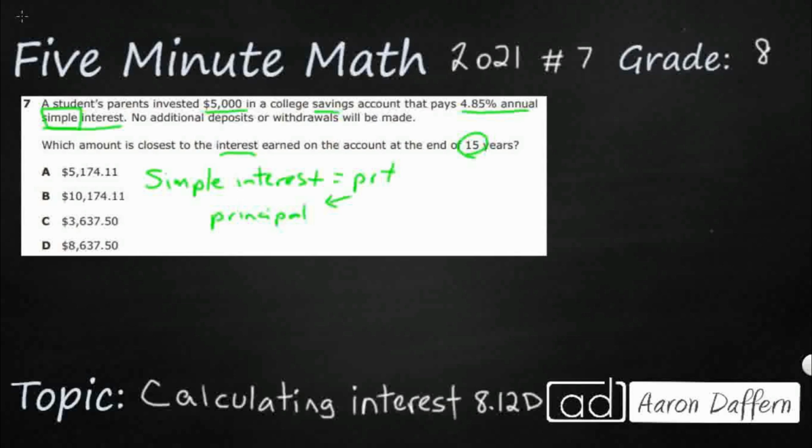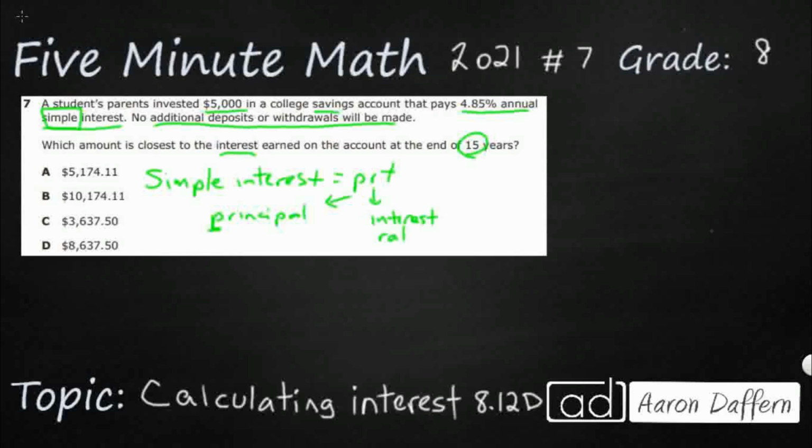And it's going to be that $5,000. And they said it doesn't change. If they add $1,000 a year, then every time you do that, you have to recalculate with a new principal. But the principal stays the same. That's the P. The R is the rate. It's actually the interest rate.